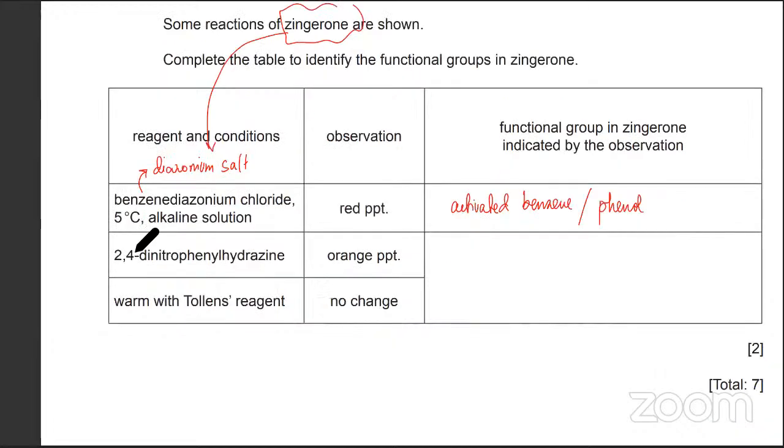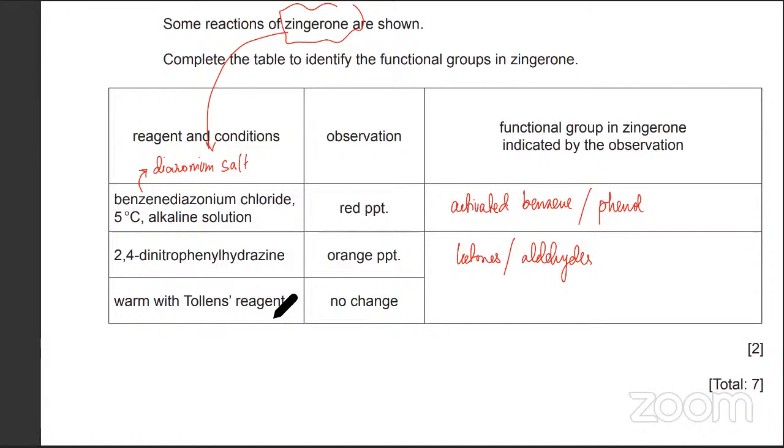What about the next one? And the thing is, there's no analysis. You just have to answer this. 2,4-DNPH, what does it identify? 2,4-DNPH. Ketone, and so it gives a positive result with both ketones and aldehydes. But only one of them gets oxidized.